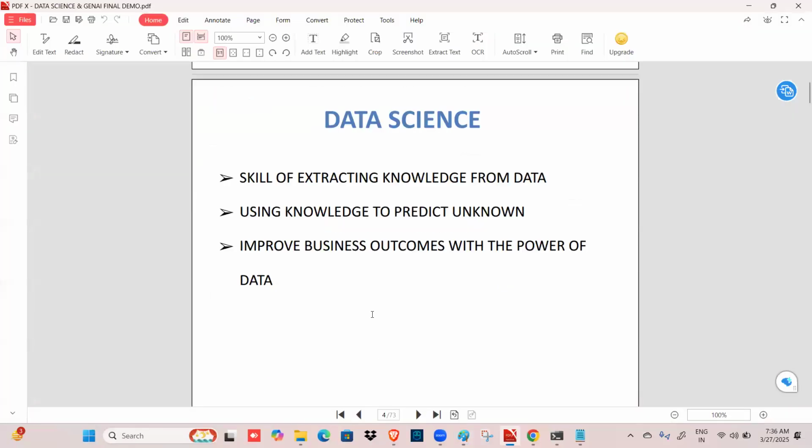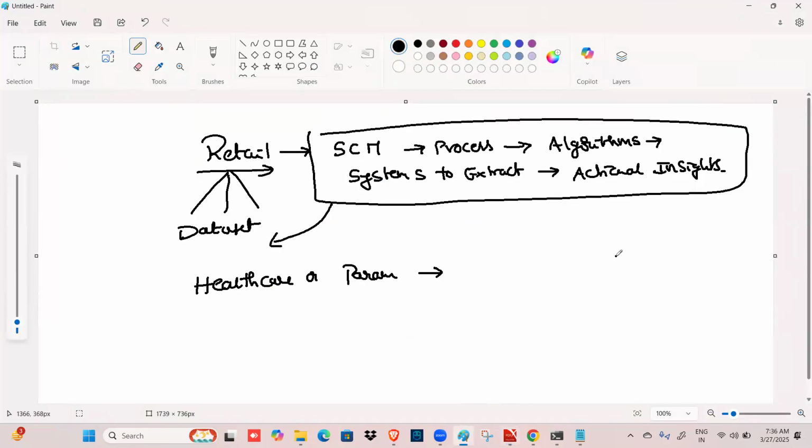In short form, what exactly does data science mean? Skill of extracting knowledge from the data, using knowledge to predict the unknown, and improve business outcomes with the power of data. Here, using knowledge to predict the unknown. What is meant by unknown? For example, I have diabetes data. I want to design an AI model which is going to identify whether a person is going to get diabetes or not. How are we going to design that? We require historical data.